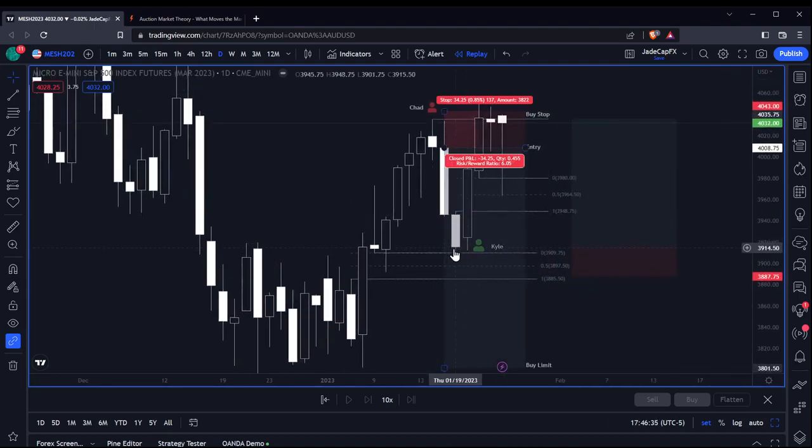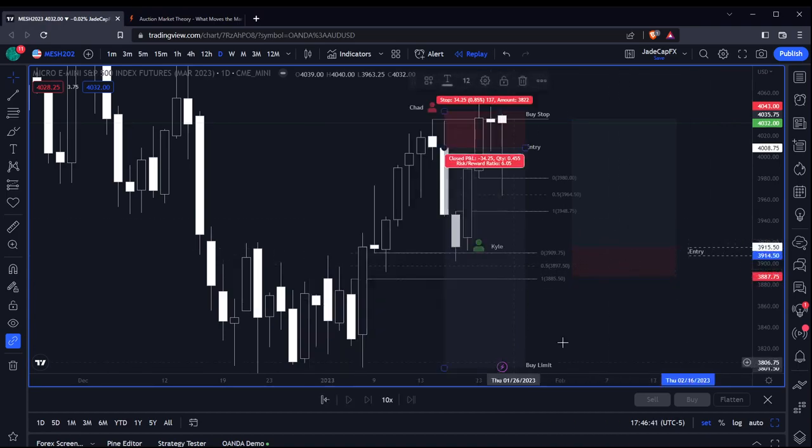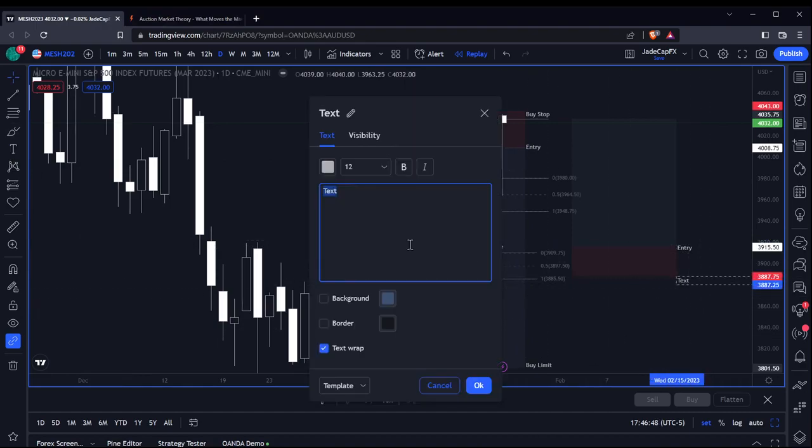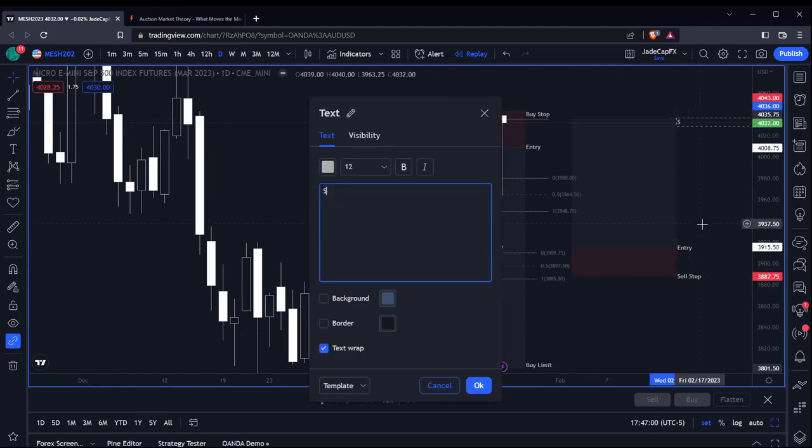If I'm buying it down here, this is my entry. So I'm long on the market. And in order for me to set a protective position, I need to have a sell stop. And my target will be a sell limit.